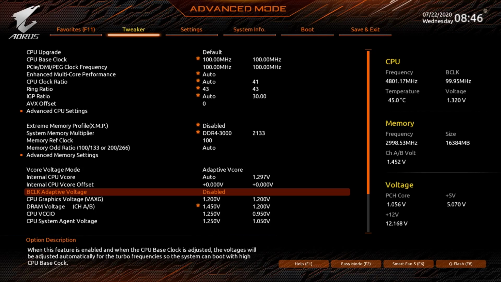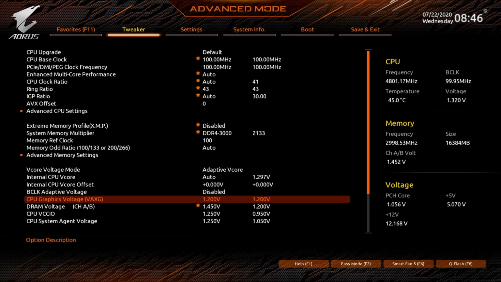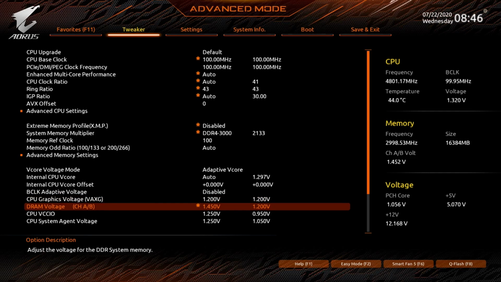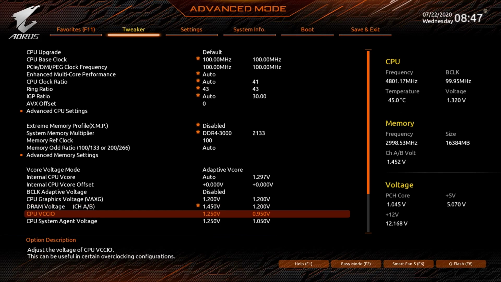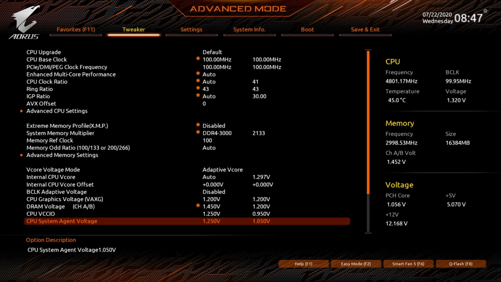So we're going to leave base clock adaptive voltage off since we're not messing with the base clock. CPU graphics voltage, I have that set at 1.2. That's the default. DRAM voltage is 1.45. That's default, I think, for these kits. And that's a perfectly safe voltage for B-die, which we're running here.